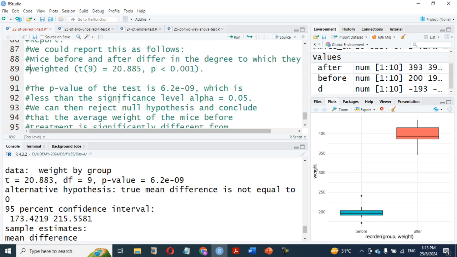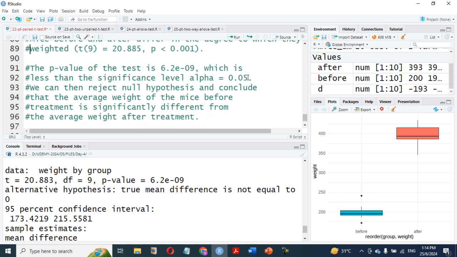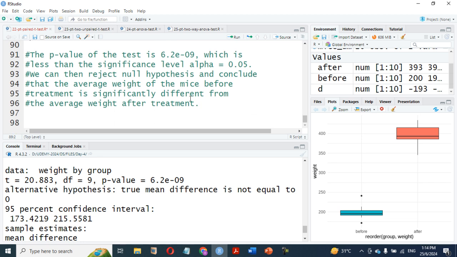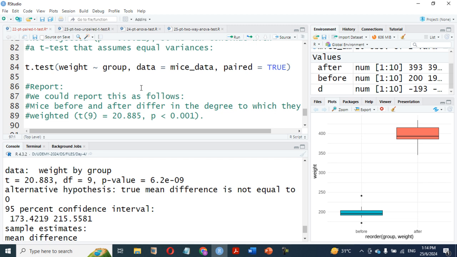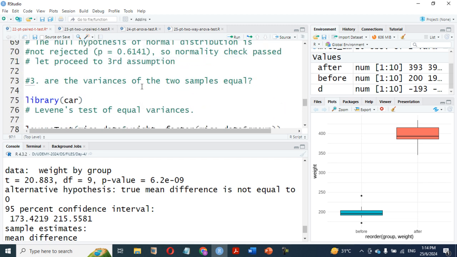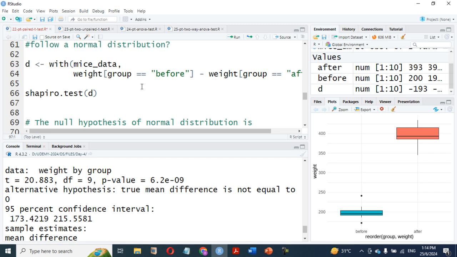The p-value of the test is 6.2 e-09, which is less than the significance level alpha of 0.05, our threshold. We can then reject the null hypothesis and conclude that the average weight of the mice before treatment is significantly different from the average weight after treatment. Simple as that. You might want to use the former one, and less or greater is also allowed. You can just add alternative equals less or greater. That is allowed also, but this is what we just confirmed now.